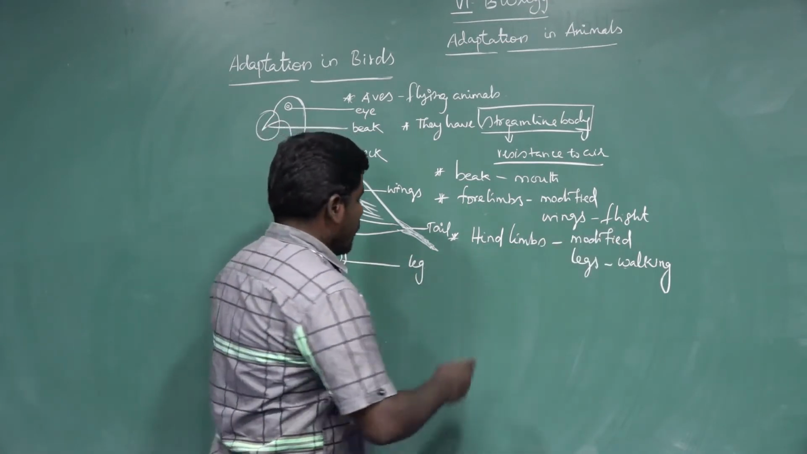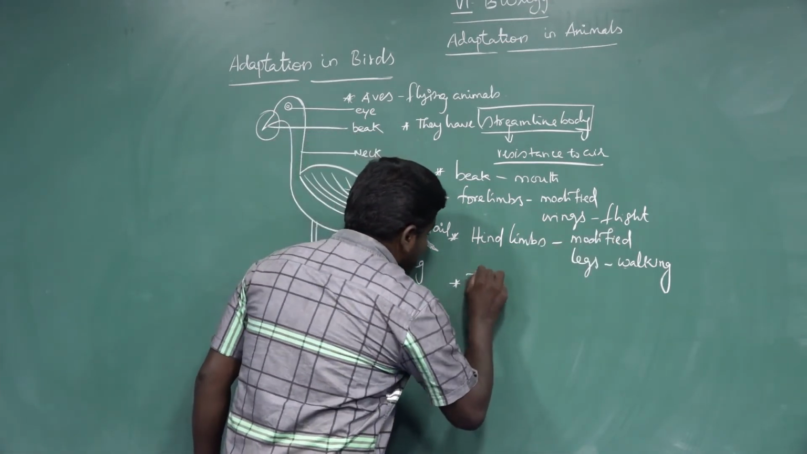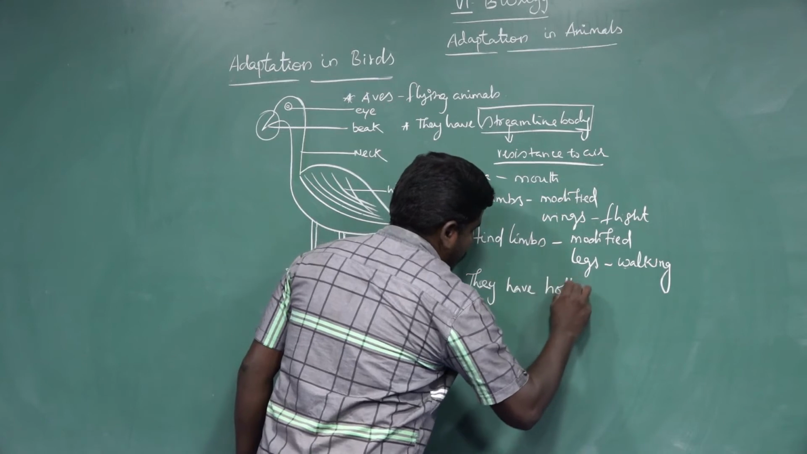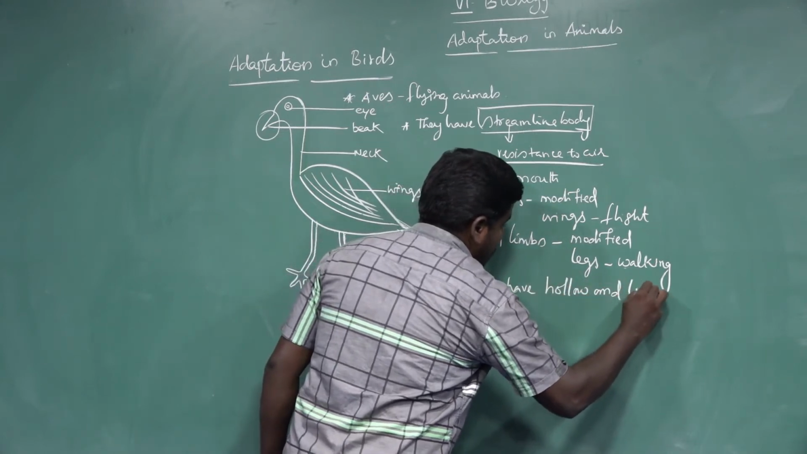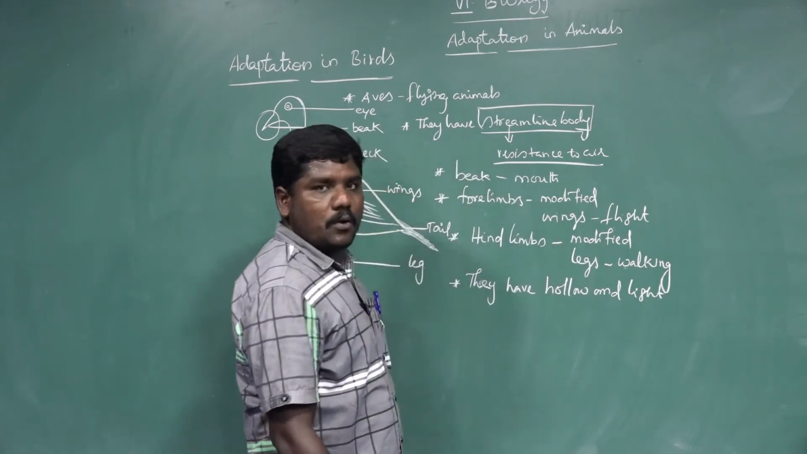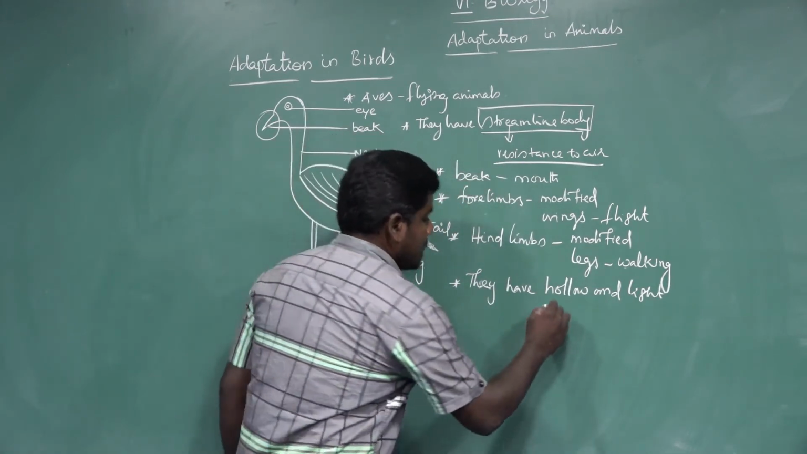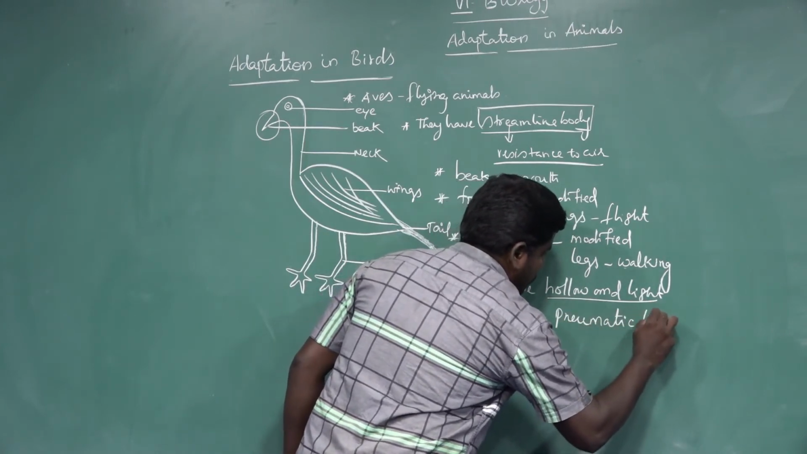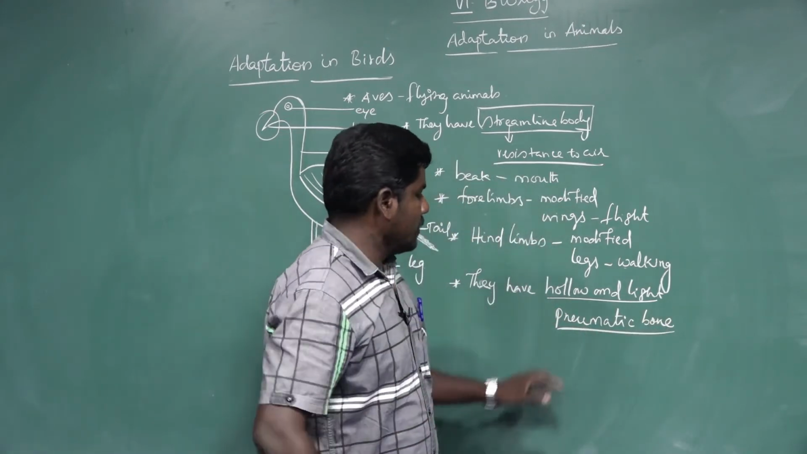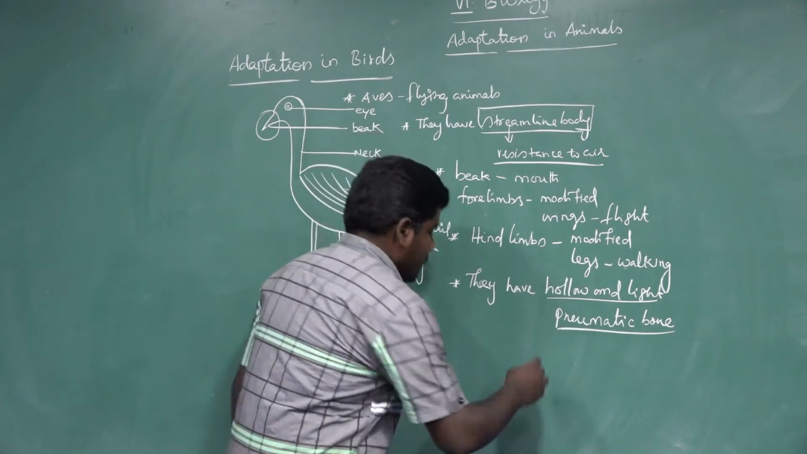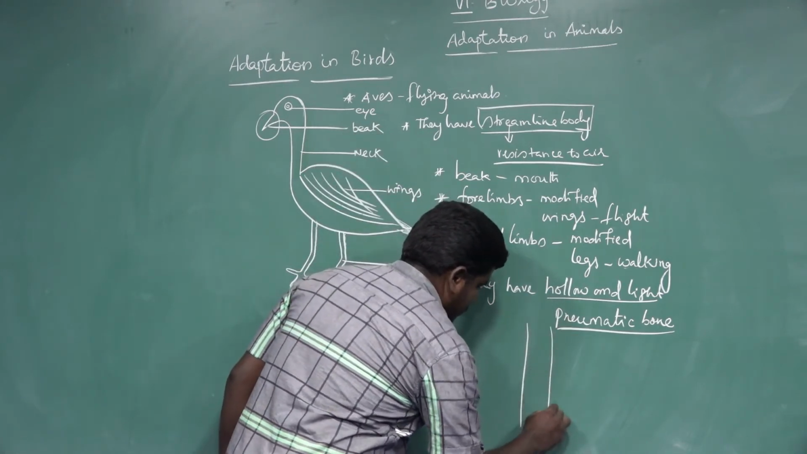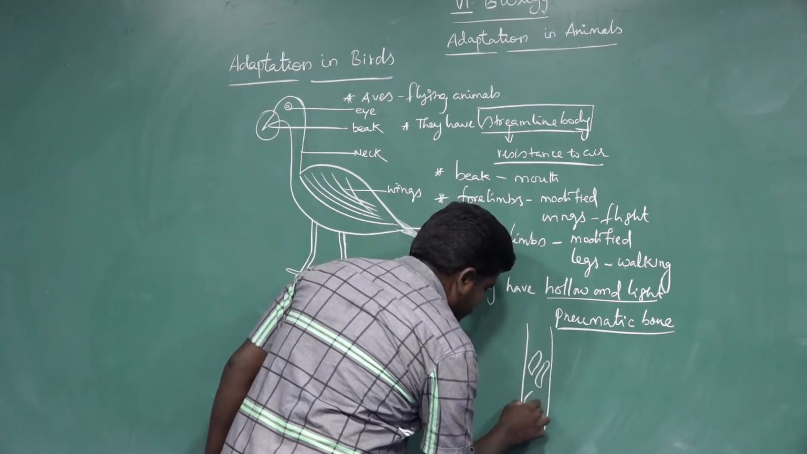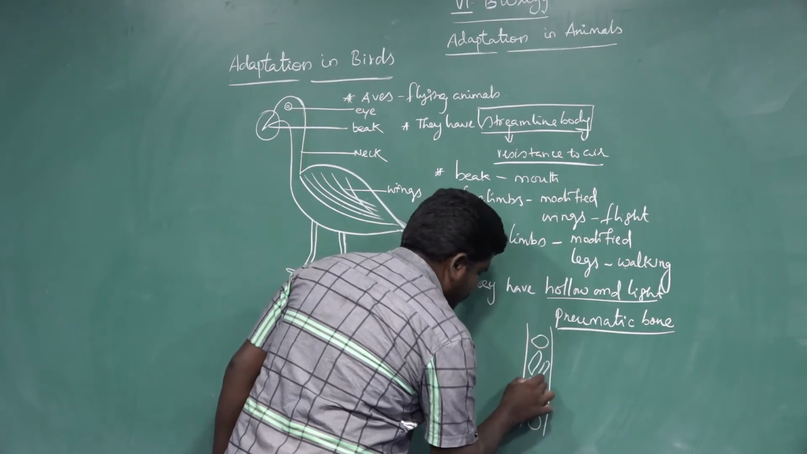Go on. And the next important one, birds have hollow and light bones. Hollow and light bones are commonly known as pneumatic bones. Pneumatic bones means inside of the bone, so that is the structure of the bone. Inside of the bones are cartilages.